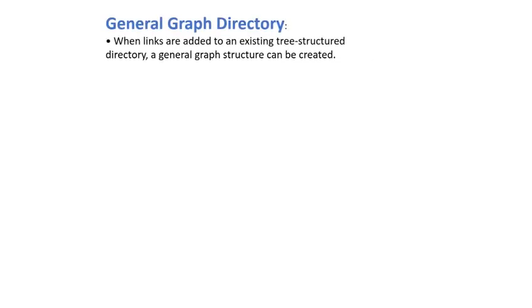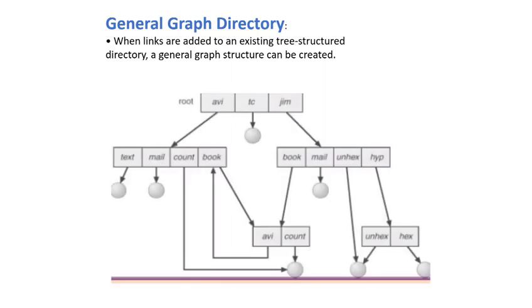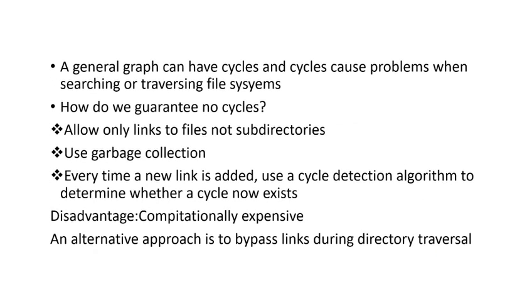General graph directory. When links are added to an existing tree structure directory, a general graph structure can be created. This is the example for general graph directory. A general graph can have cycles and cycles cause problems when searching or traversing file systems. How do we guarantee no cycles? Allow only links to files, not subdirectories.